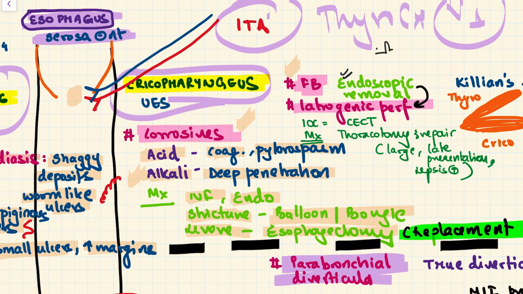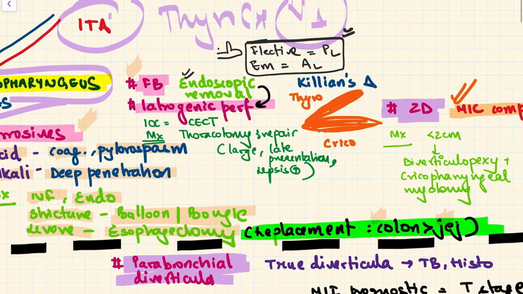And remember a thumb rule here that in cases of elective surgeries, a posterolateral thoracotomy is done, right? While in emergency surgeries, always anterolateral thoracotomy is done, right? This will be very helpful in answering a lot of questions.